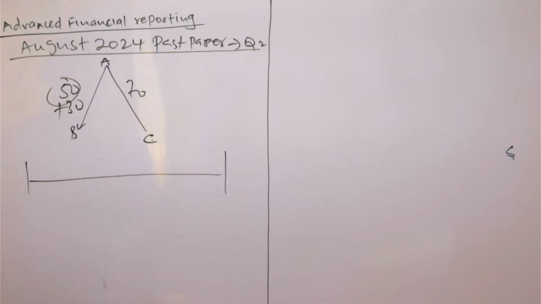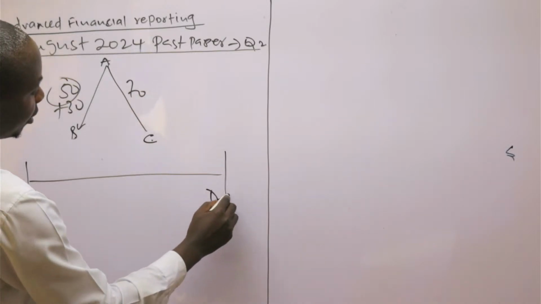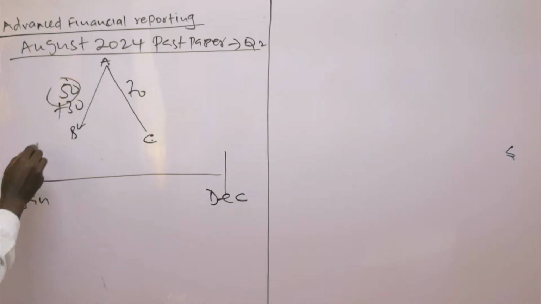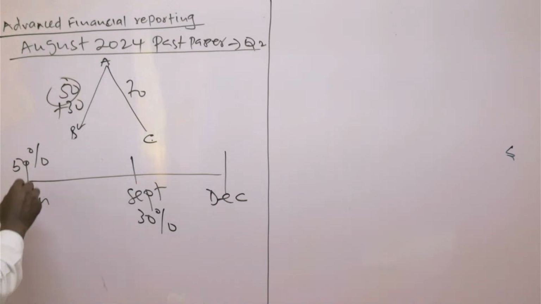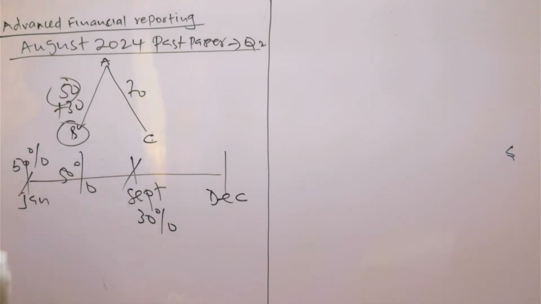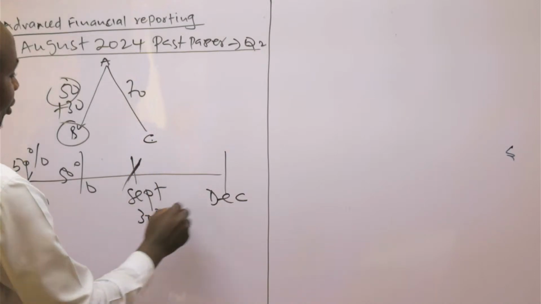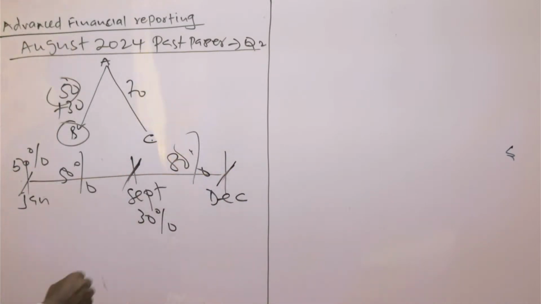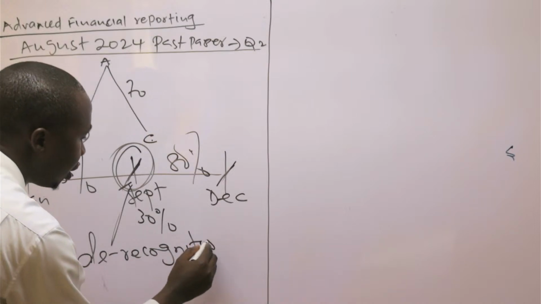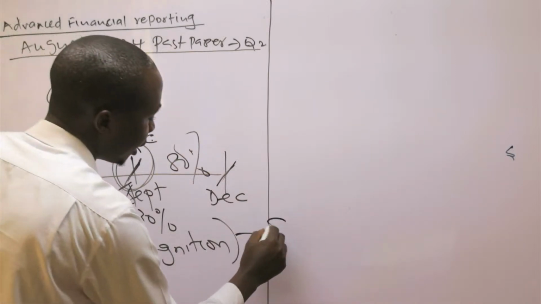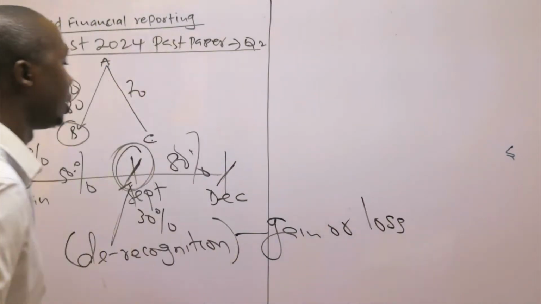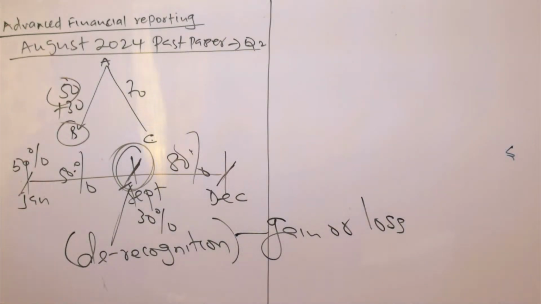If our financial year runs from January to December, and by January 50% was acquired, but coming September they added 30%, then from January to September we have 50%, so B was a joint venture at 50%. But from September to December it is at 80%. So at this point there is something we call the recognition of the initial percentage, the recognition of the initial 50%. We need to check the gain or loss on the recognition of the 50%.